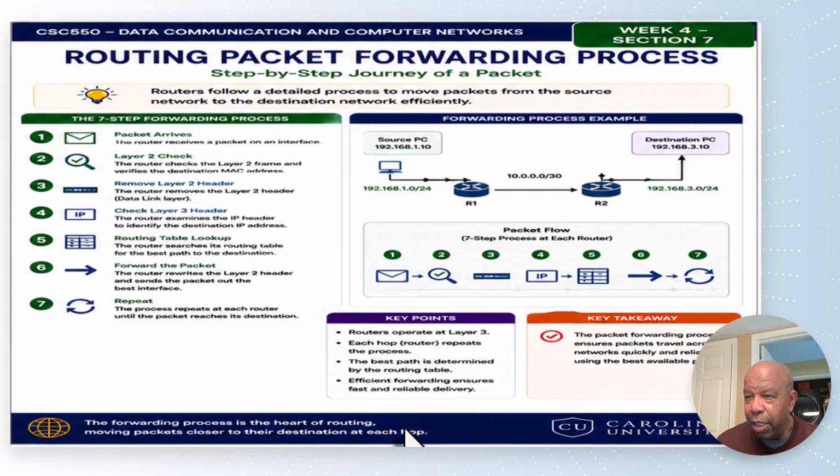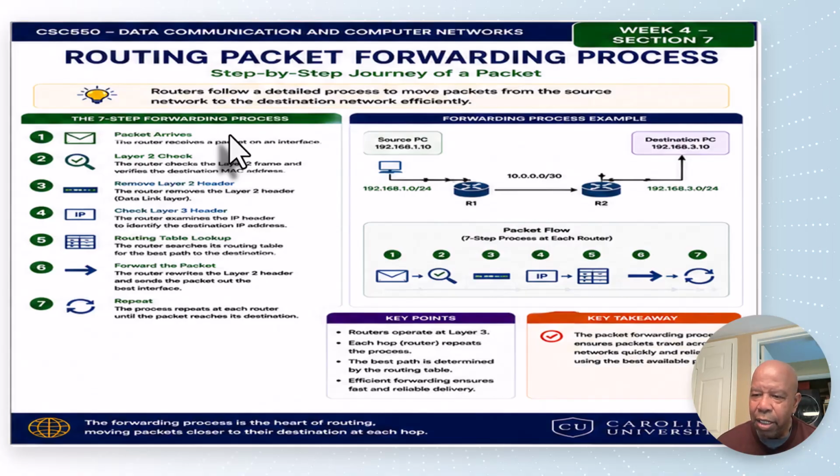Routing packet forwarding process. The key thing here, the 7 steps. Okay. The packet arrives, the router receives the packet on an interface. It does a layer 2 check. The router checks the layer 2 frame and verifies the destination MAC address, which is the physical device. Does the device actually exist? Okay, it will be on this routing packet. Remove layer 2 header. Okay, the router removes the layer 2 header, data link layer, check layer 3 header, routing table lookup, forward the packet, and repeat.